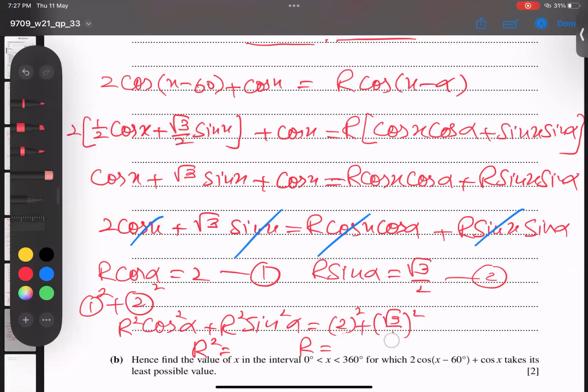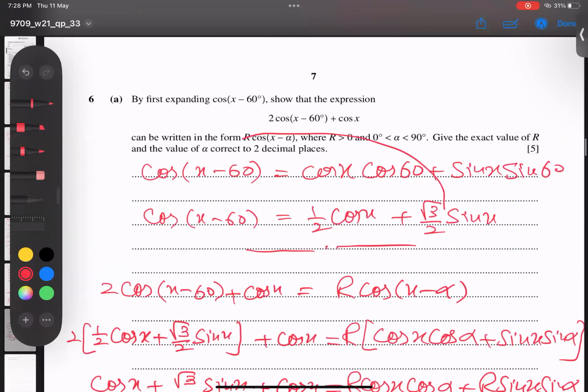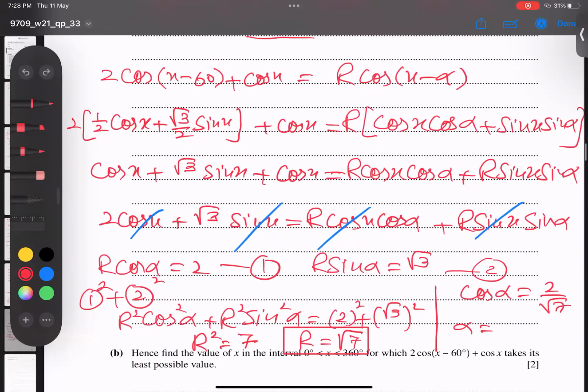Okay, now how to get the alpha value? So easy. I can plug in the r value here or there. If I plug in r here and it goes down, what is cos alpha? It is 2 by root 7. Take cos inverse. And what is it saying, students? 2 dp alpha value. When I take cos inverse of 2 by root 7, it is 40.89.